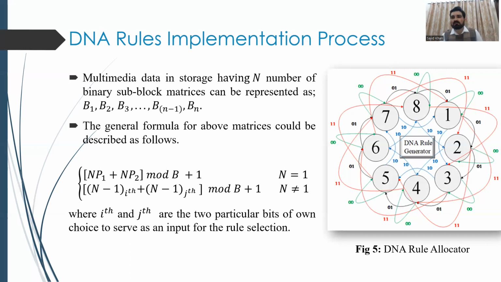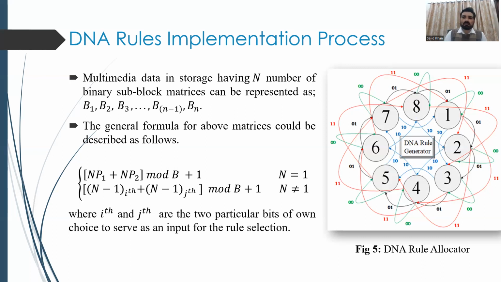And we convert that huge amount of data into matrix form, and that matrix is subdivided into shorter matrices or submatrices. Based on the first value and the last value in every submatrix, like if a matrix is 16 cross 16, we will divide it into multiple 4 cross 4 matrices. Based on the first value and the last value of these matrices, the dual DNA rule allocation will be implemented.